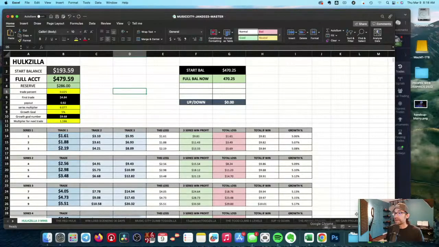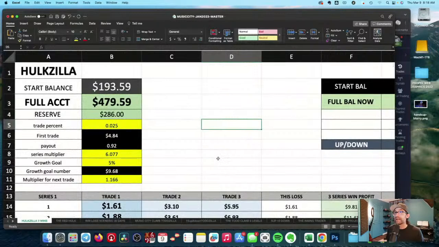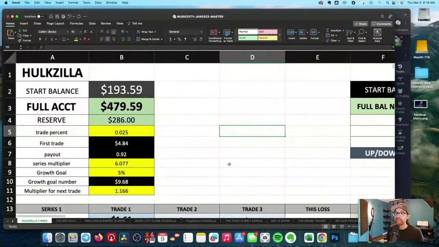But what we do here is when I come right in, I'm going to show you what I do. If you have the Hulkzilla chart, you can get it in the description. It's a chart, and I think it's by itself now. It's not in the big chart pack. I made the chart pack from 2022, and if you want to do this stuff back from the channel, then we're moving forward now. It's 2023. It's well into it. What I do is I come in here and I put 479 in my full account.